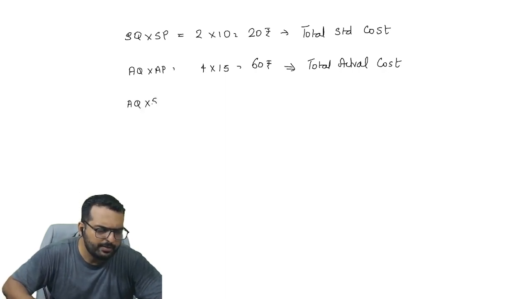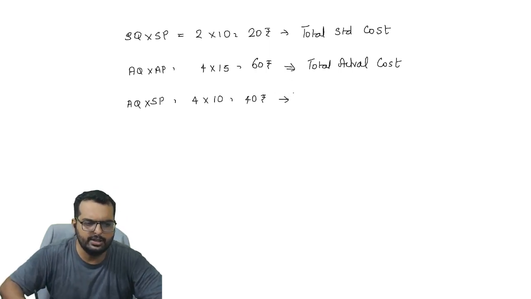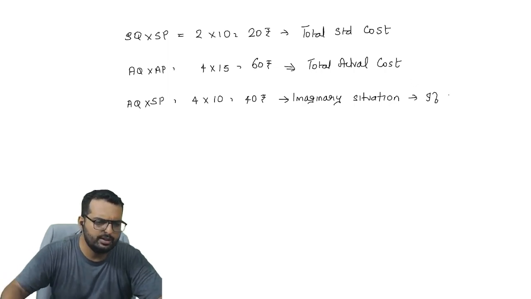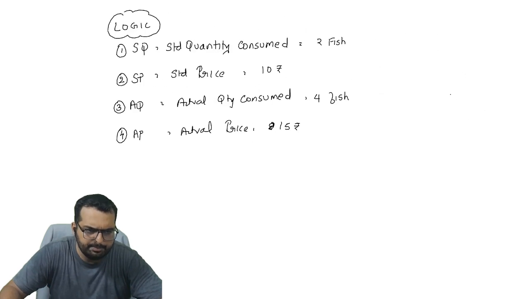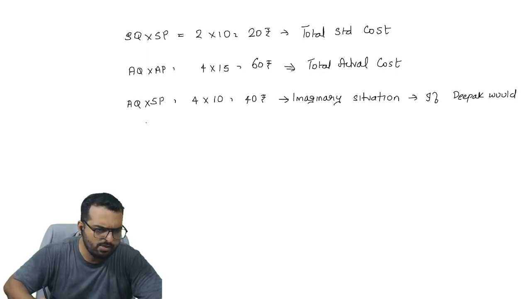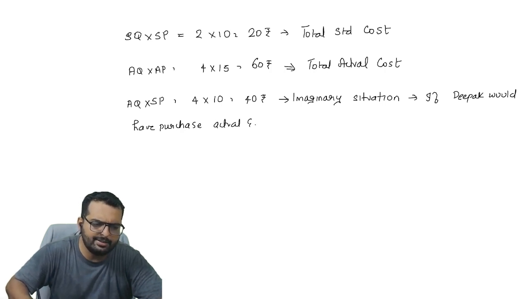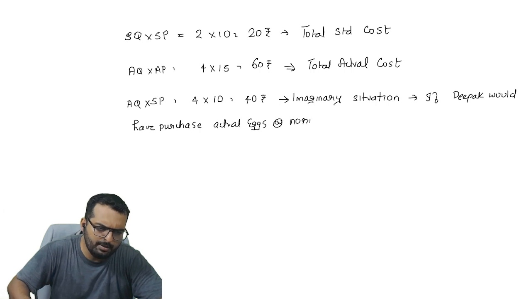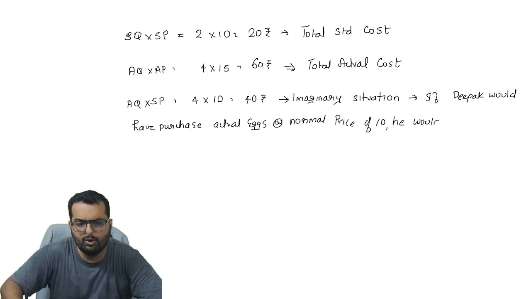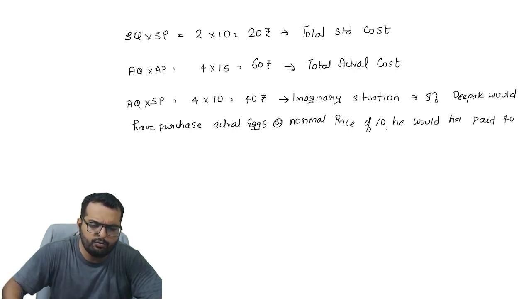Third one is the tricky one. AQ into SP. Friends, this is actually an imaginary situation. The logic over here is that if who's the guy making this fish fry? Deepak, right? Okay. If Deepak would have purchased actual eggs at normal price of 10, he would have paid 40 rupees.